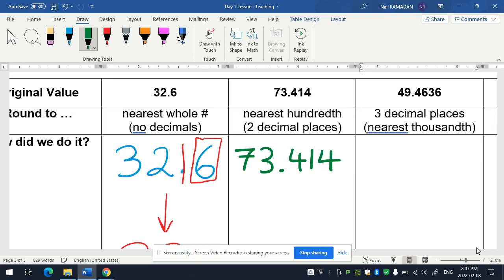73.414. Apparently, I want you now to show how many decimals. How many? So what does that mean? Okay, here's the thing, everyone. If I want you to show two decimals, that means I want you to show this guy and also what? This guy. You're going to cut here.